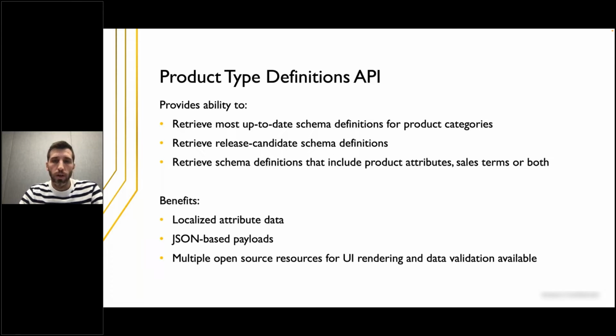Again, payloads are JSON-based, and we will see how they align between the different API sections later. And then something important is that our schemas can be used in multiple different open source resources that are available for UI rendering, for example, for building a user interface, also for data validation. So there are many open source resources for different programming languages. You don't need to implement your own logic, but you can just rely on those, for example, to create the UI for your product based on these schemas.